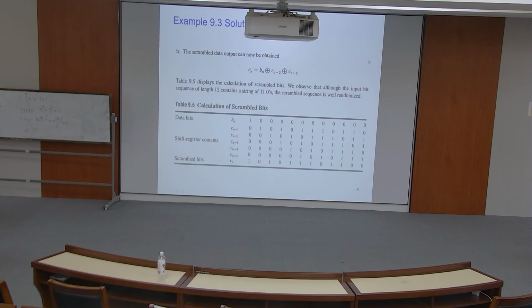So if you see here, they are all Tn. And then the scrambled data, Cn, you can construct that if you put in all the values, right? So you will get all those scrambled values here.